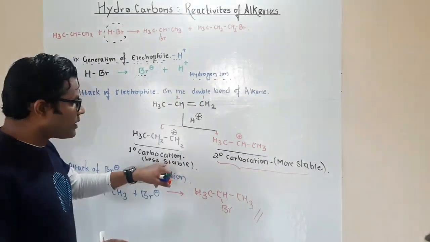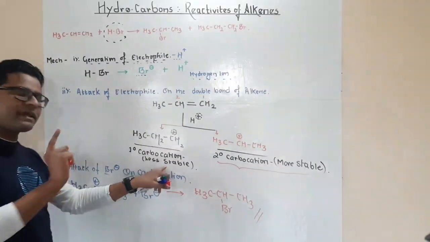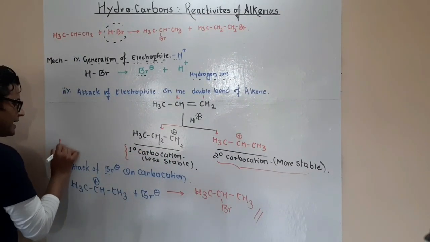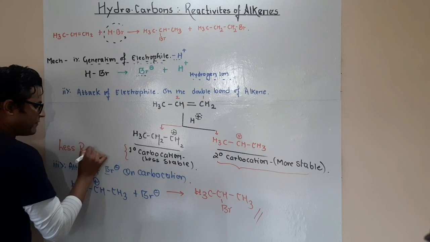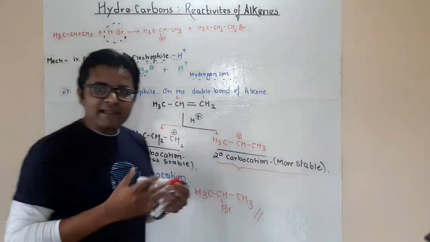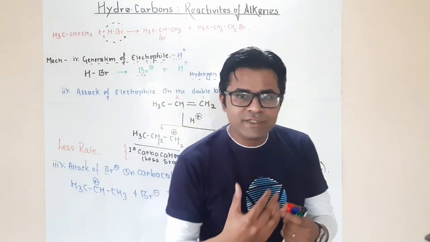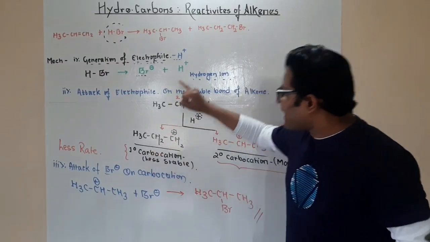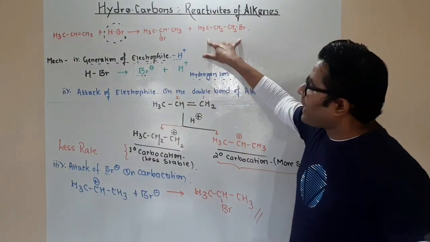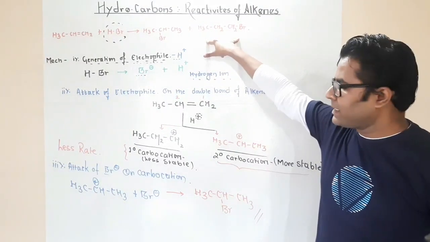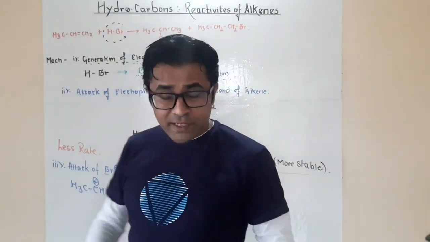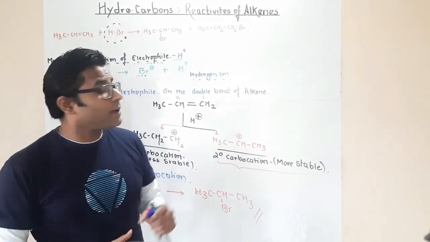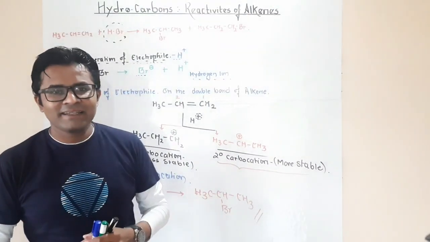It does not mean that the other one is not going to react with Br minus. Even this one will react with Br minus. But here, the primary carbocation has a lower rate of reactivity. Due to this lesser reactivity towards Br minus, it is going to form the minor product here. So this is how it all goes. This was all about the Markovnikov rule. I hope you people have understood the Markovnikov rule. Do take care. We'll see you in the next video.